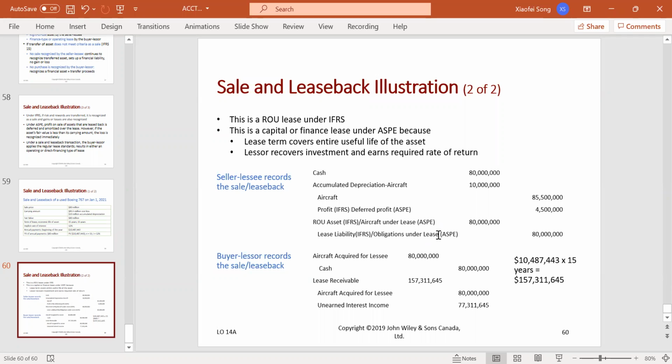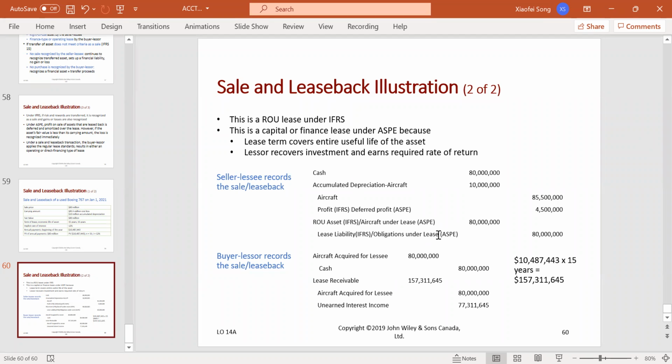On top of that, you have a real benefit, that is you actually have more cash on hand. And if the interest rate has decreased, you can reduce your finance cost going forward, right? So that was a very tricky, very controversial, problematic transaction before.